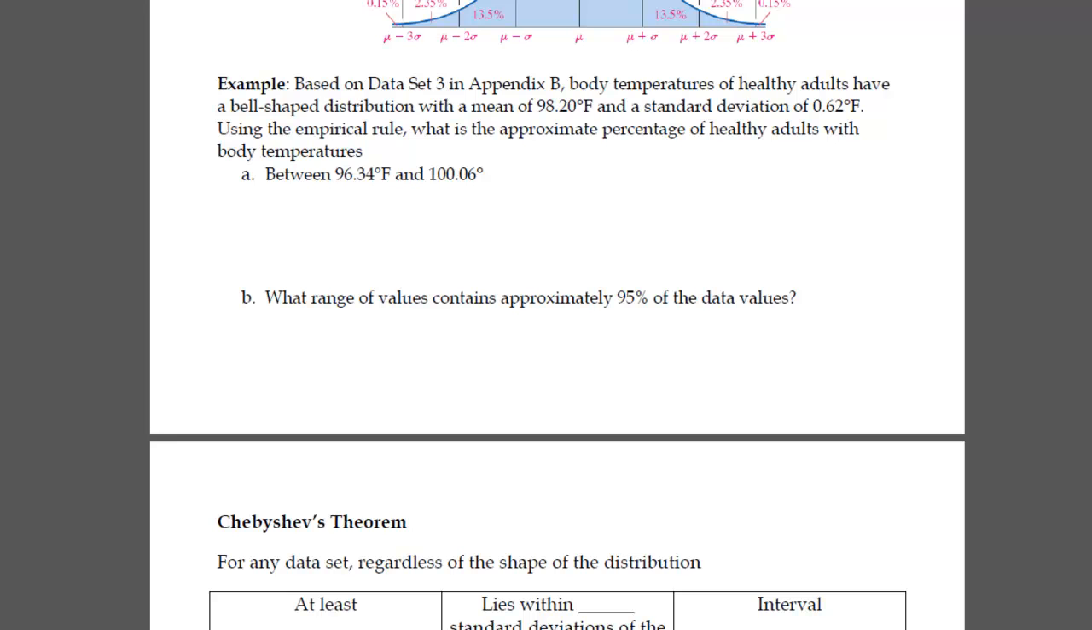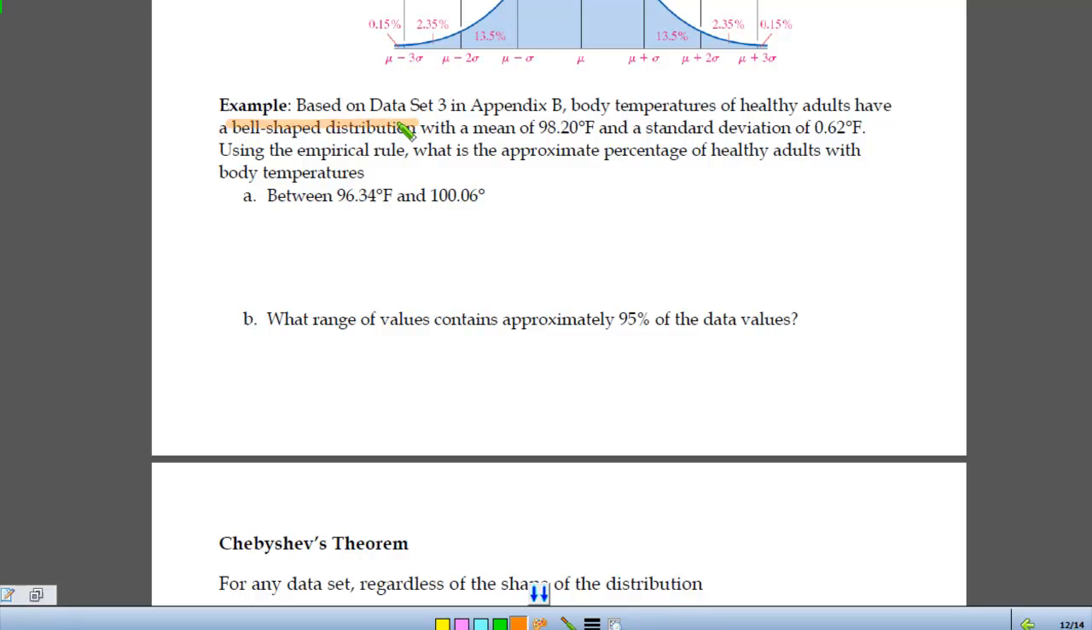So, got a couple of examples. It says, based on dataset 3 in Appendix B, body temperatures of healthy adults have a bell-shaped distribution. That's important. Okay, don't just read over the license to use the empirical rule. If we don't know that, then we can't use this rule. A bell-shaped distribution with a mean of 98.2 degrees Fahrenheit and a standard deviation of 0.62 degrees Fahrenheit. So I've got X bar is 98.2 degrees and S is 0.62 degrees.